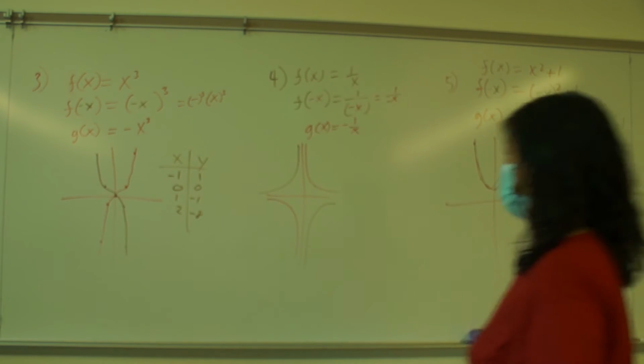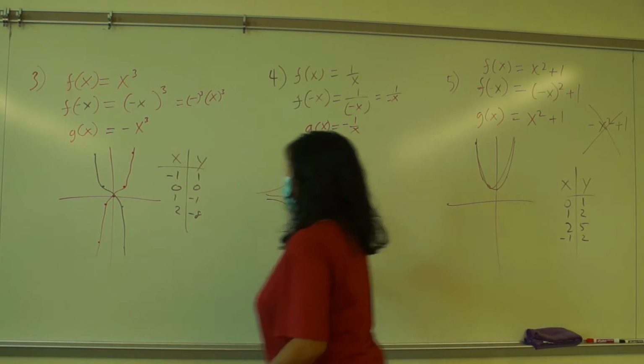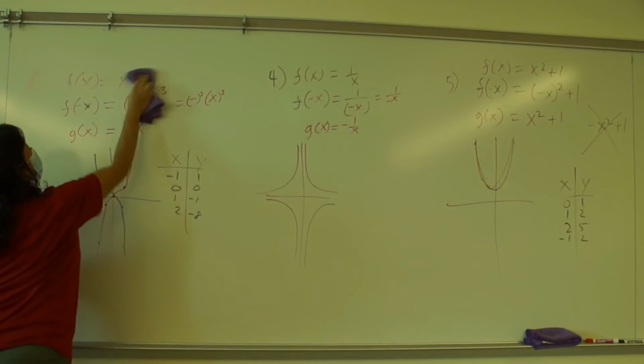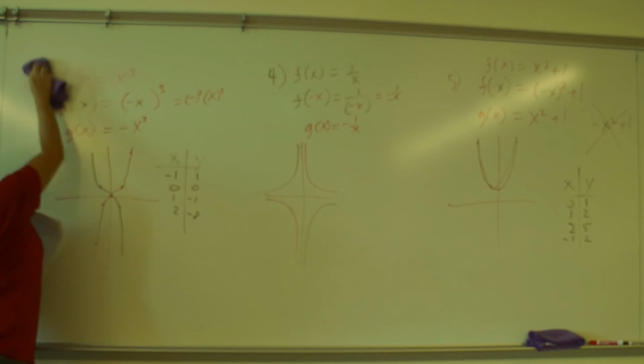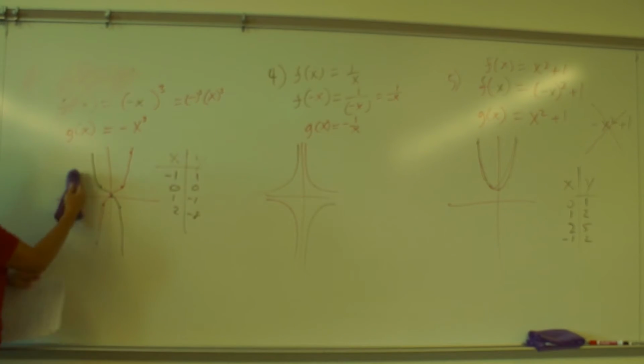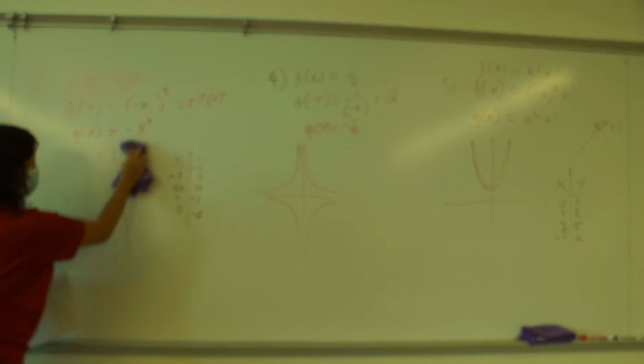Perfect, thank you. Right, so remember, f of x, is f of x my y or my x? Y. F of x is my y. X is my x.